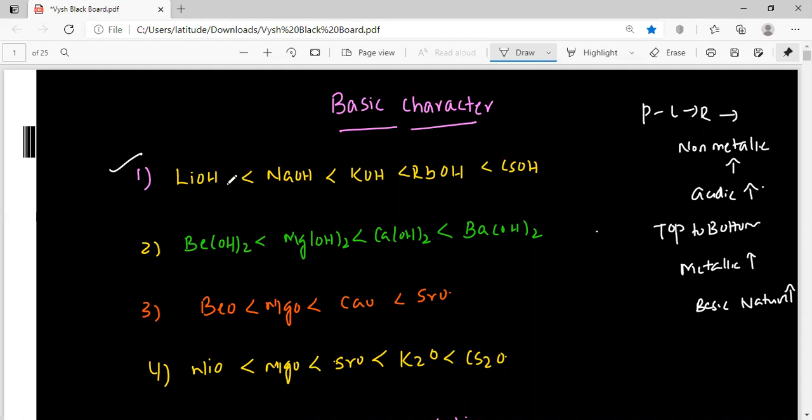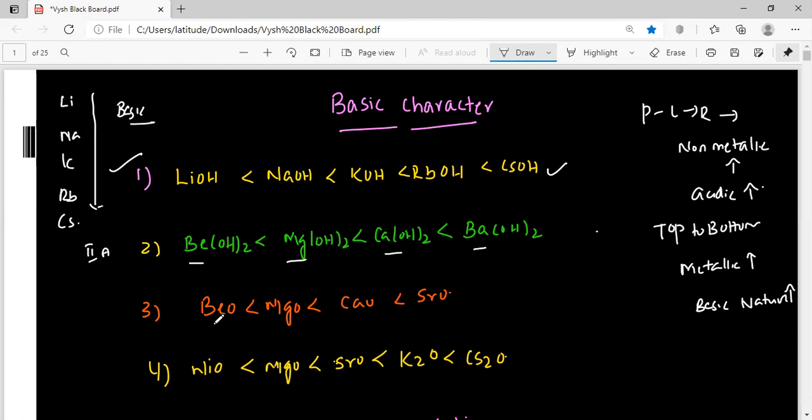So look at here, this is the first A group elements: lithium, sodium, potassium, rubidium, cesium. From top to bottom, metallic character increases so that basic nature automatically increases here. This is the first one. Coming to the second one, here it is beryllium, magnesium, calcium and barium. So look, this is the second A group elements from top to bottom. We already know that basic character increases as the metallic nature increases.